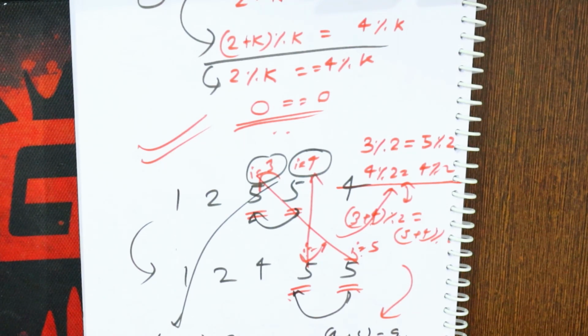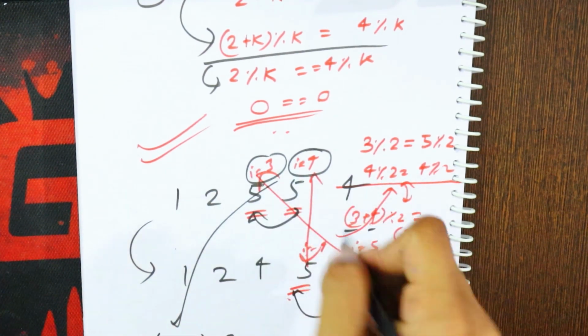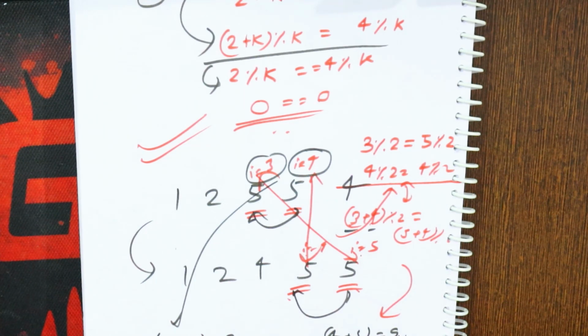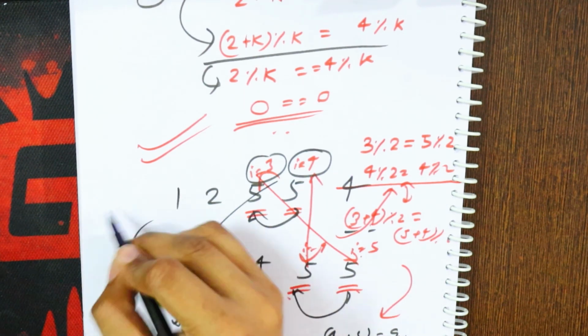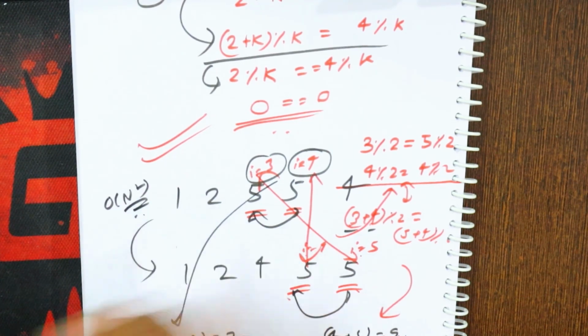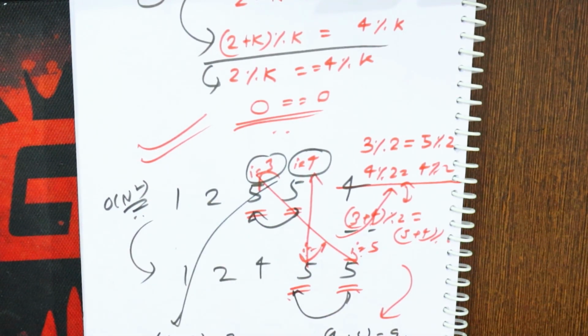I am not in the mood to iterate over every element, because if I iterate over every element again and again, then it will move on to O of n square again. But I don't want that. I want to do it in O of n.